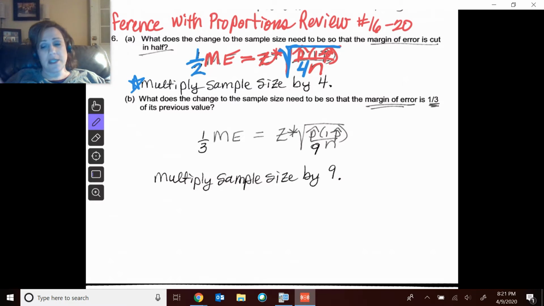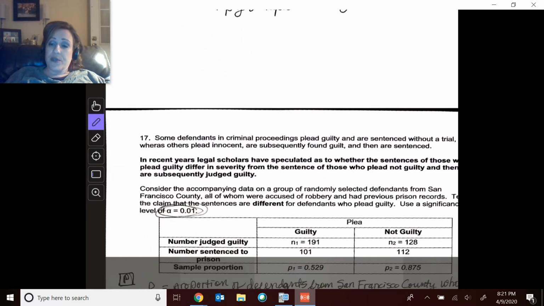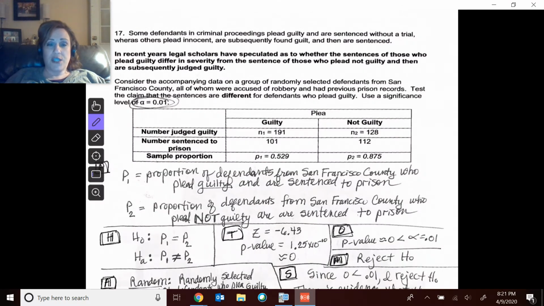Likewise, this next one is asking what happens if we want the margin of error to be 1/3 as big? Well, in order for us to get the 1/3 here, that means what's inside the square root is the 9. So when we take the square root of 1/9, we get this 1/3 right here. And then number 17 was a 2 proportion problem.